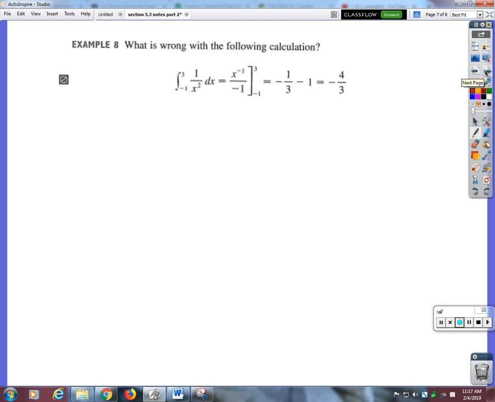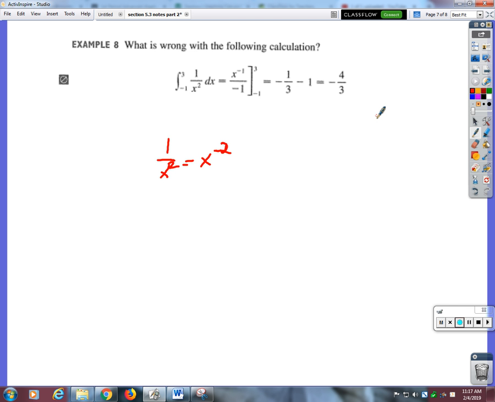Okay, what's wrong with the following calculation? This person was asked to do the integral 1 to 3 of 1 over x squared dx. They said 1 over x squared is the same as x to the negative 2, right? And then to do the antiderivative, you add 1 to the exponent and then divide. So they added 1 to the exponent and got x to the negative 1, and then divided by negative 1. Did that from 1 to 3. If you plug in 3, you get negative 1/3. If you plug in 1, you get negative 1. Subtract those and you get negative 4/3. What's wrong with this picture?